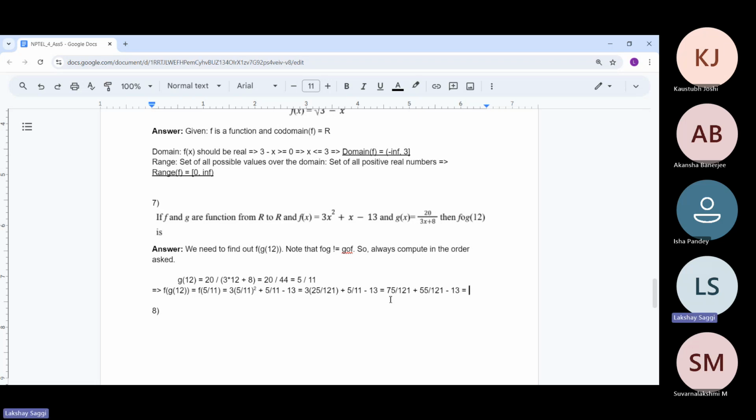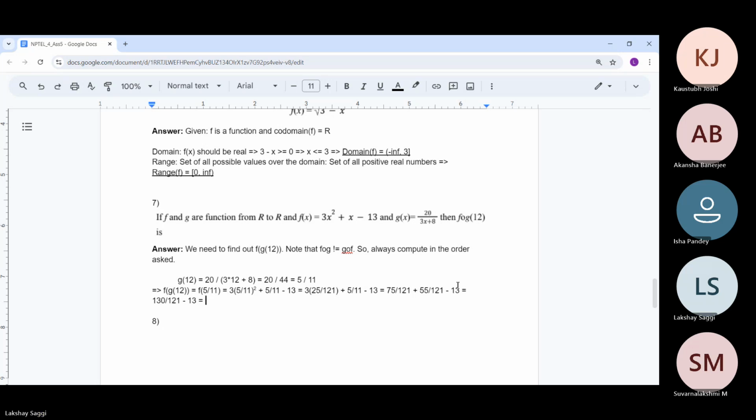Does this simplify? I don't think it simplifies to anything. So 70 plus 50 is 120. So this will be 130 by 121 minus 13. Oh my God. This is a very bad expression. And this will actually come out to, maybe I should calculate.